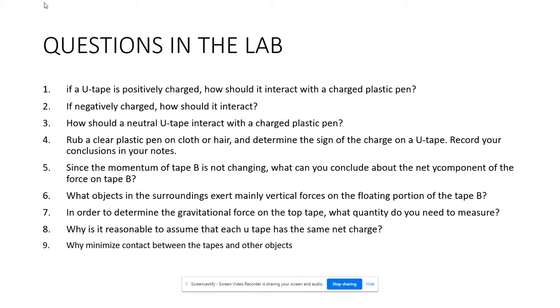Number 7, you need the mass. The mass of my floating tape was 0.22 grams. Number 8, it is reasonable that they have the same net charge because they are made of the same materials and prepped the same way. Number 9, because if you are to touch the charged tapes, they will lose their charge to what they have contacted.